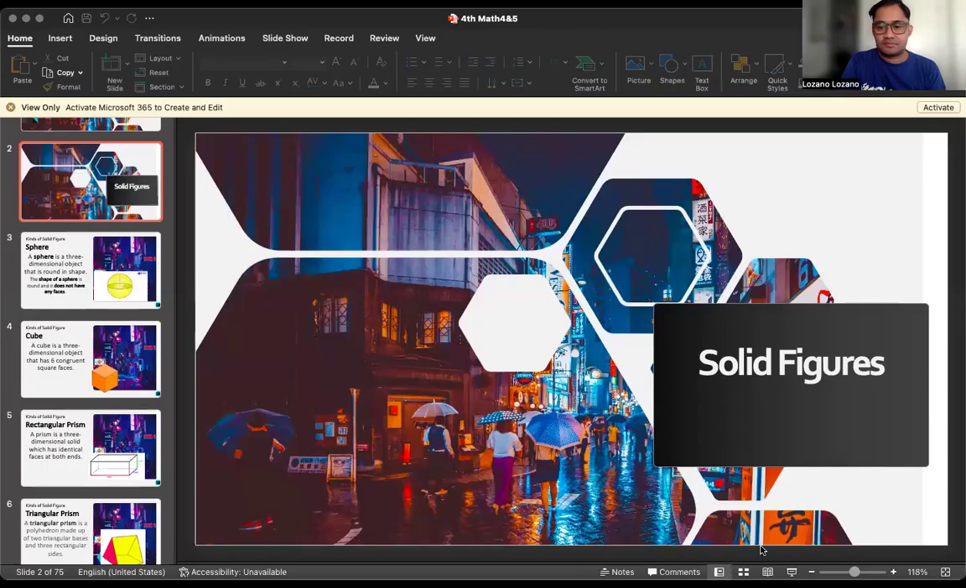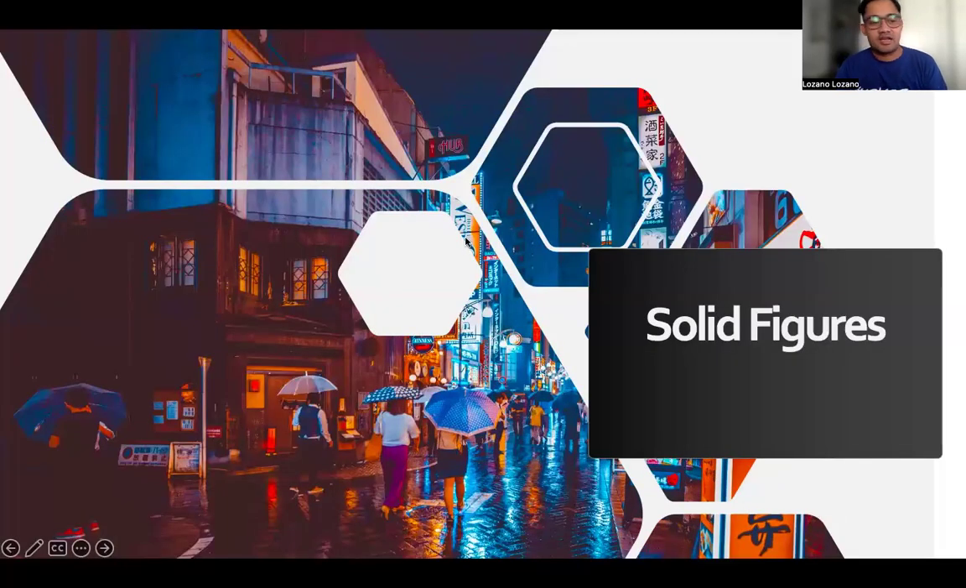Kamusta kayo dyan? So before we start, nakita nyo naman yung ating pinanood. It's about the solid figures. To unlock our memories, let's define all the solid figures we have in our lesson. Okay, so I will share my screen to you. Let's unlock our ideas. What are the solid figures?